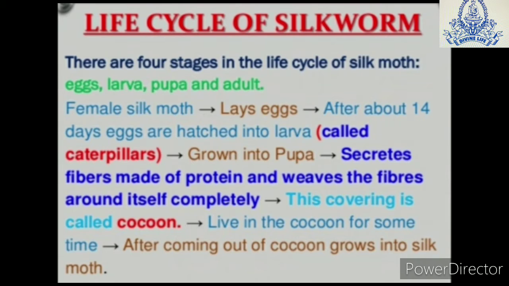This caterpillar now secretes a fiber which is made of protein from its mouth and weaves the fiber around itself completely. This stage is known as pupa stage and this covering is known as cocoon. It is this cocoon which is used for rearing silk, because the fibers used to make the cocoon are used to obtain silk. The pupa lives in the cocoon for some time, and after coming out of the cocoon it grows into an adult silk moth, which can be male or female.